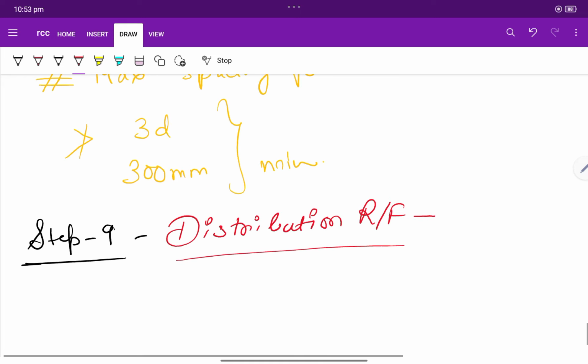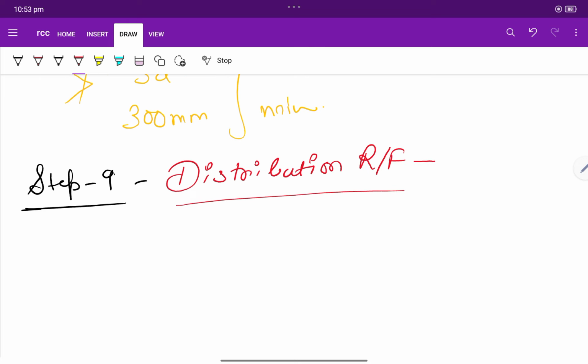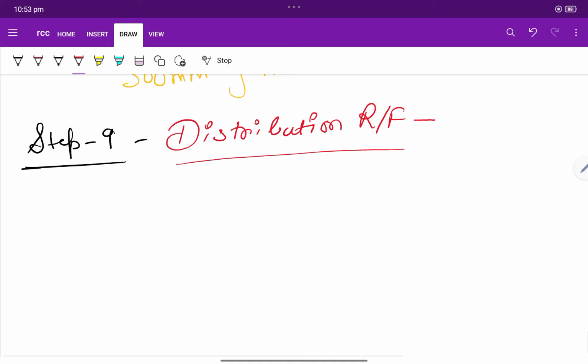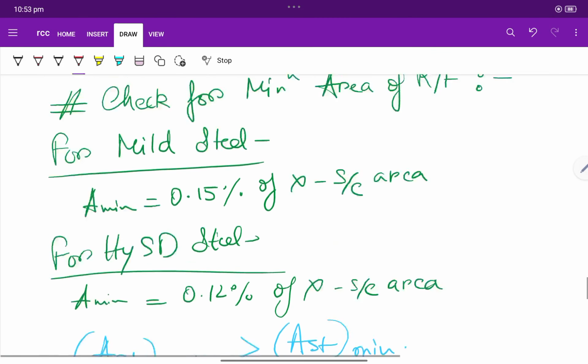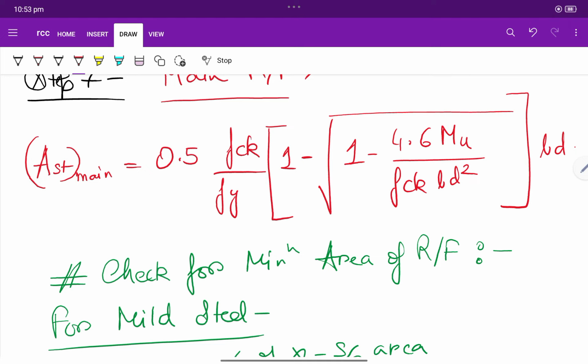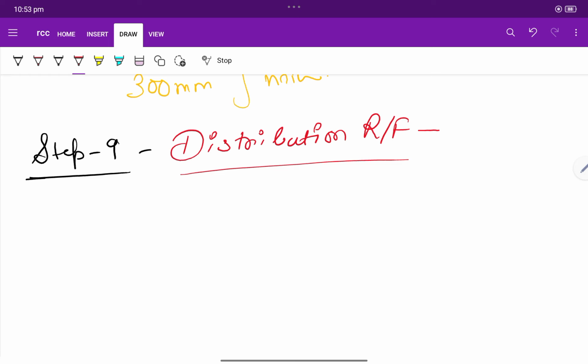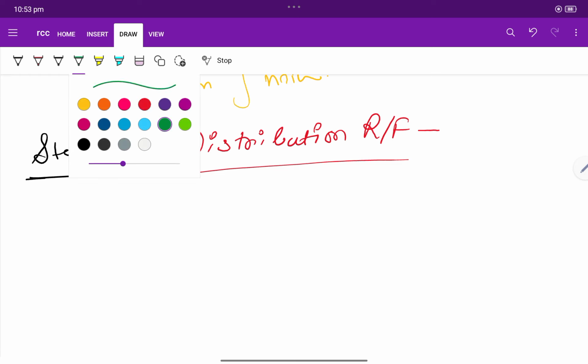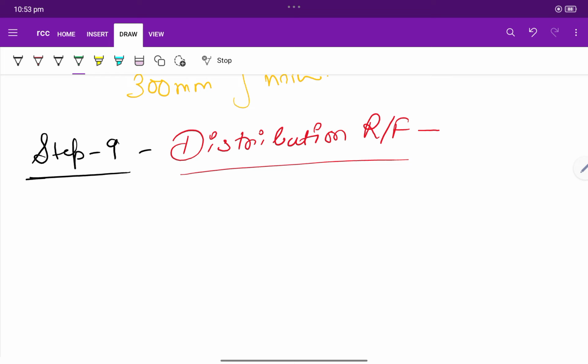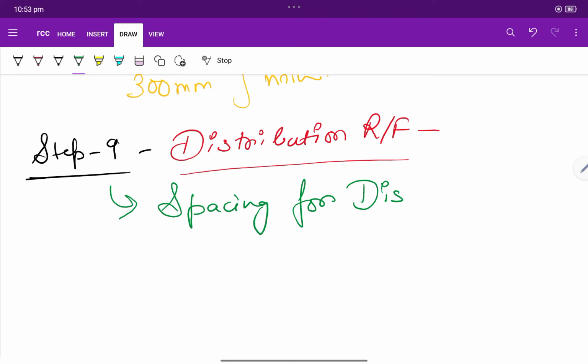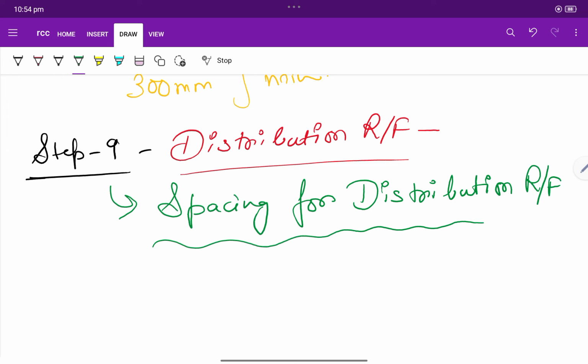Now you can calculate the spacing. The area of steel will be the same, as you can see here: Mu moment is the same, BD is the same for the same slab. The area of AST will be the same, just the value of spacing will be different. So, spacing for distribution reinforcement.